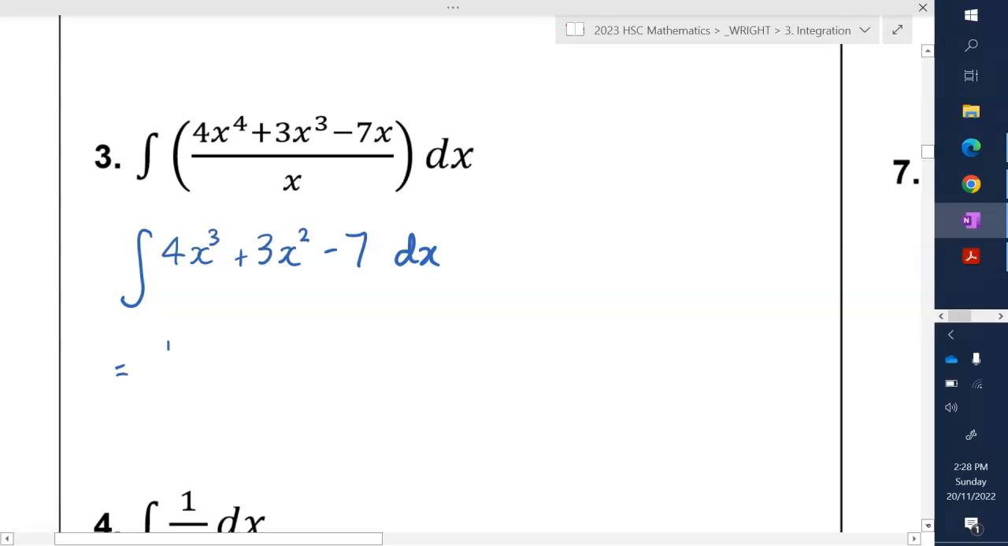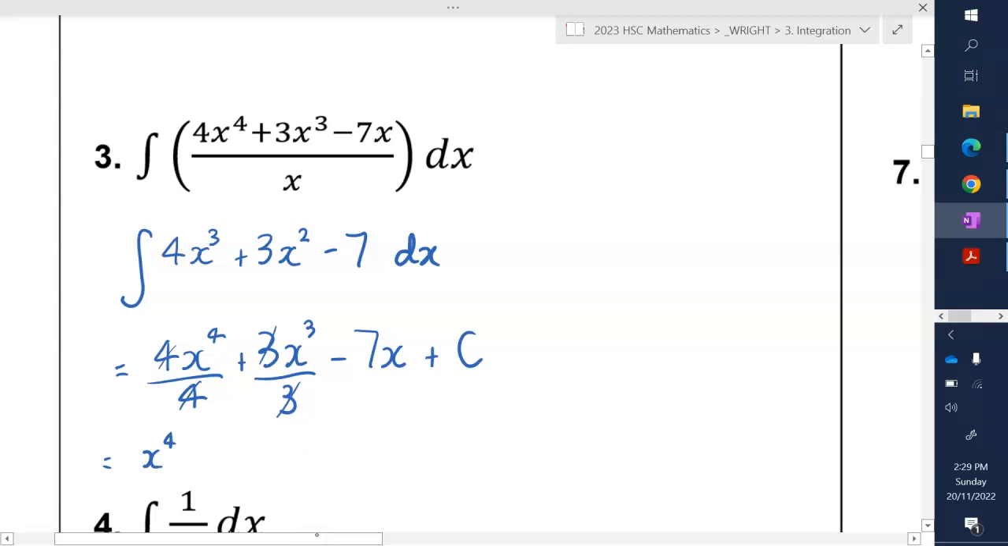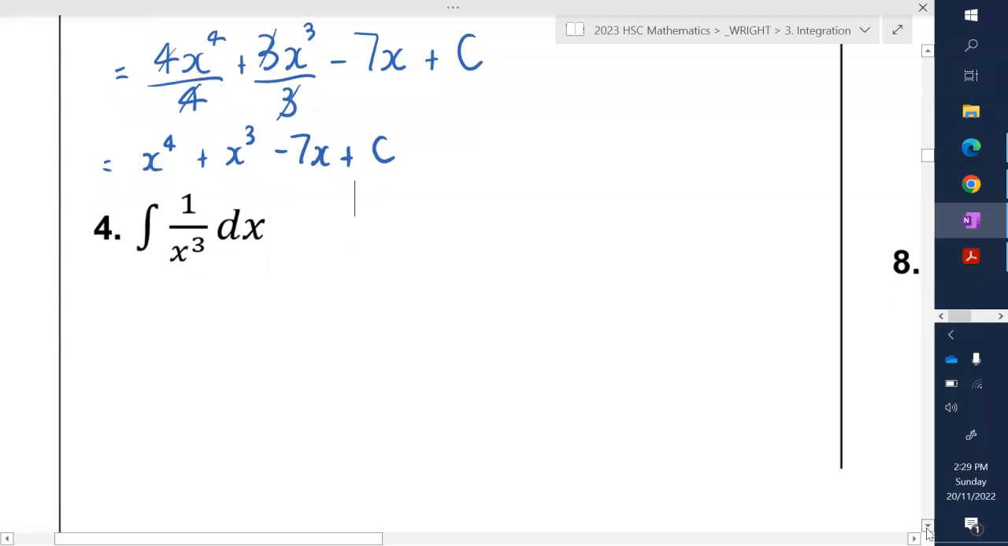So let's do that. Same rules as before. I've got a 4 out the front. I'm going to get my x. I'm going to raise it to the power. I'm going to divide by that new power. Plus, I've got a 3. I'm going to raise my x to the power. I'm going to divide by that new power. Minus 7 is x to the 0. It now becomes x to the 1 plus a constant term. I can easily simplify that out. The 4's will cancel. The 3's will cancel. I'll get x to the 4th plus x to the power of 3 minus 7x plus c. Okay, you might notice each of these is slightly different from the one before.